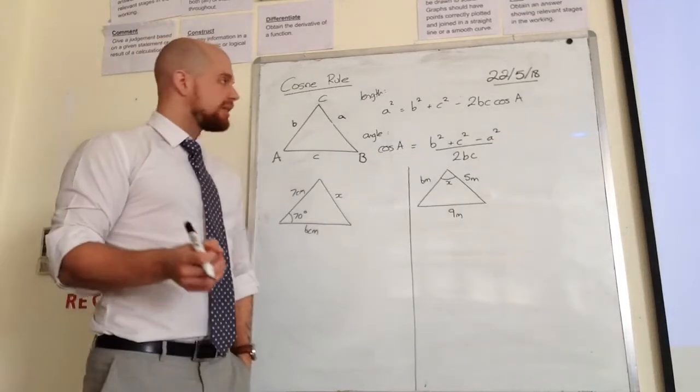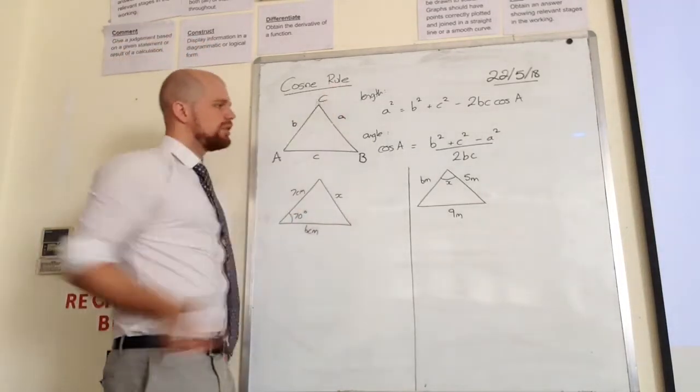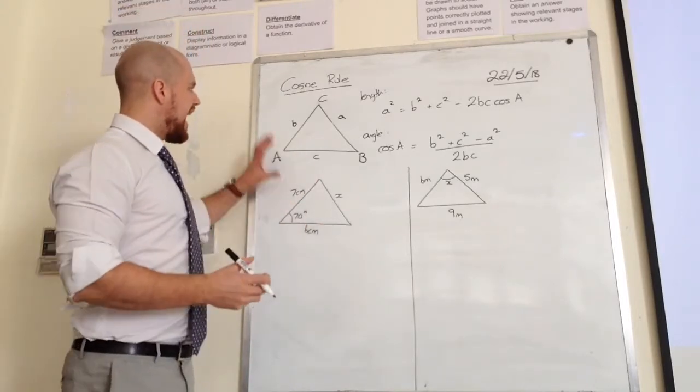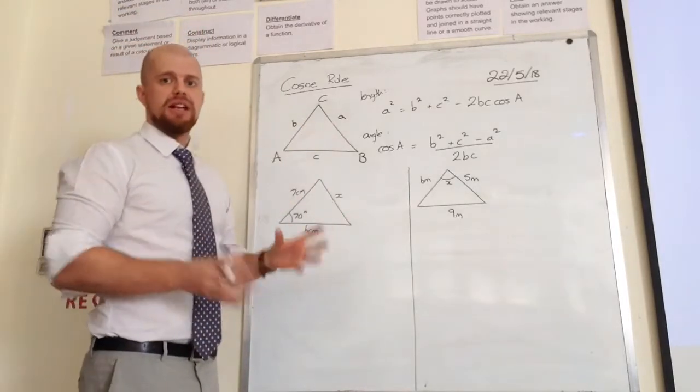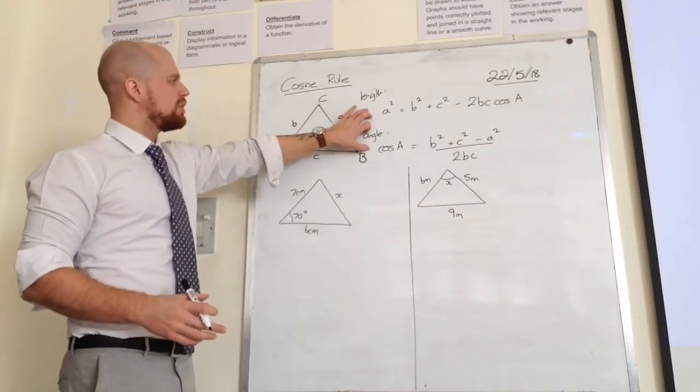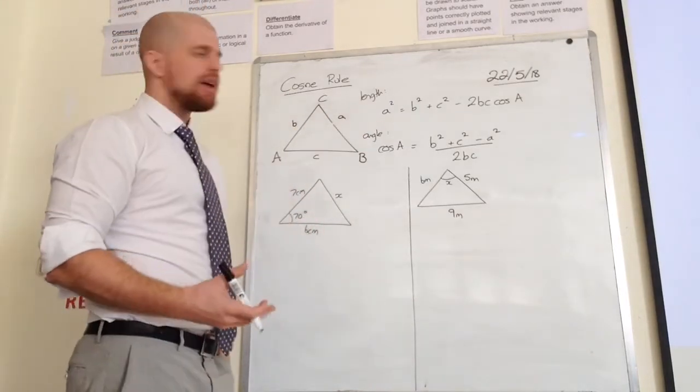Okay, here we're going to be looking at the cosine rule. And the cosine rule is basically trigonometry in any triangle. It doesn't have to necessarily be a right angle triangle. Cosine rule is given here. There's two of them. They're actually exactly the same.